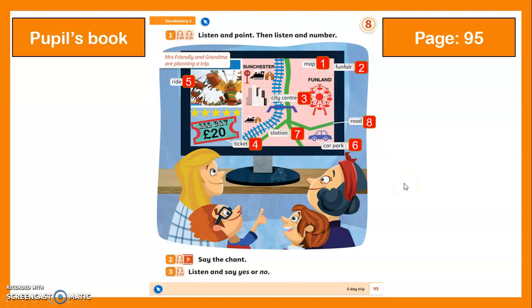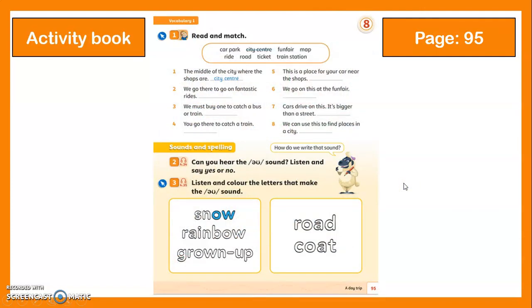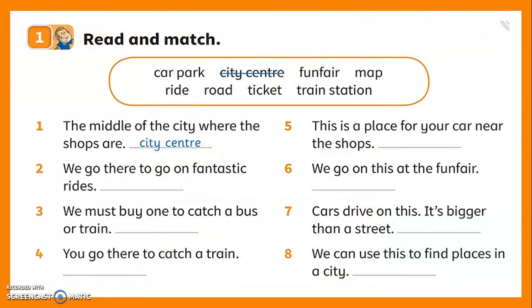Okay, let's continue now. All right, here in our activity book, page 95, here we are going to read and match, okay? So here you are going to work with the words in this box, okay? So you are going to complete the blanks using these words, okay? For example, number one is given, the middle of the city where the shops are. City center, that's it. What about number two? Tell me. That's right, we go there to go on a fantastic ride, funfair.